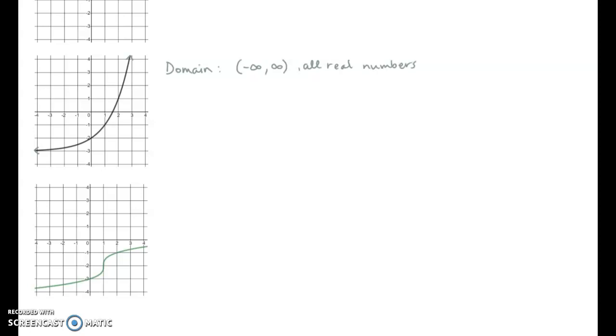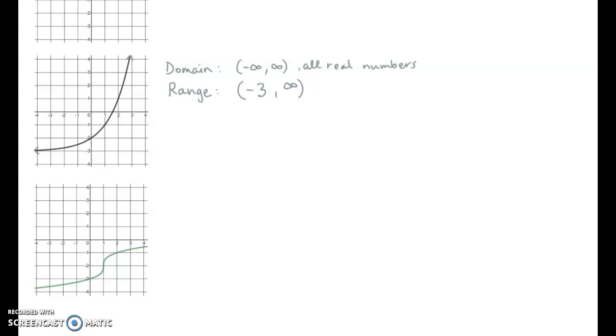Our range starts at negative 3, but it doesn't actually hit negative 3. It's getting closer and closer to negative 3. So our range is not going to start with a bracket, it's going to start with a parenthesis. Our lowest point is very, very close to negative 3 without actually being there. And our highest point is shooting up to infinity, so our range is going to be negative 3 to infinity.